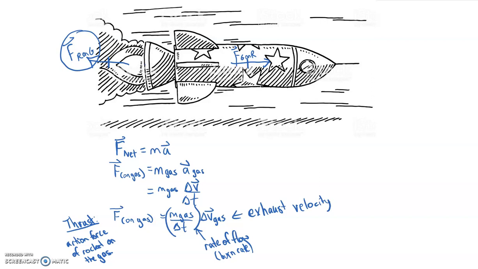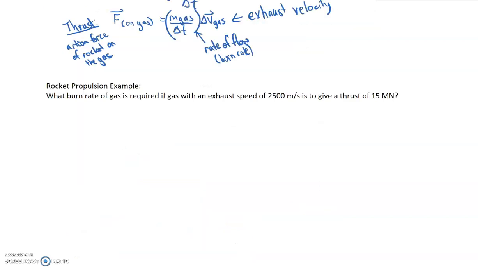So let's go ahead and do one example together of this. This question asks what burn rate of gas, and remember burn rate is the rate of flow, so this is in terms of the mass of the gas divided by the change in time, is required if gas with an exhaust speed of 2,500 meters per second is to give a thrust of 15 meganewtons. Mega meaning 10 to the power of 6, and newtons because the thrust is always a force. So we're trying to figure out what that burn rate is.